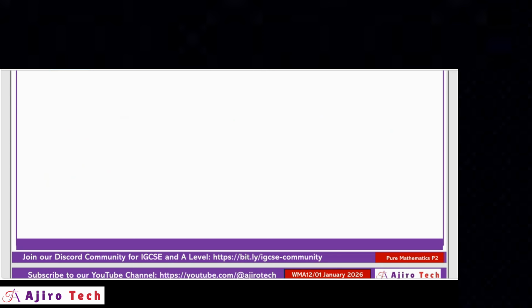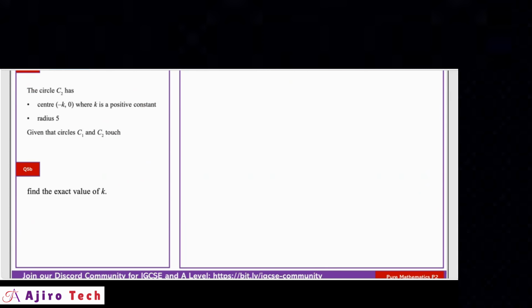Okay, let's see. We have a follow-through question. It says the circle C2 has center (-k, 0), where k is a positive constant. Take note of that. And it has a radius of 5. So given that circles C1 and C2 touch, find the exact value of k. Circles C1 and C2 touch means they touch externally. That's what it means.